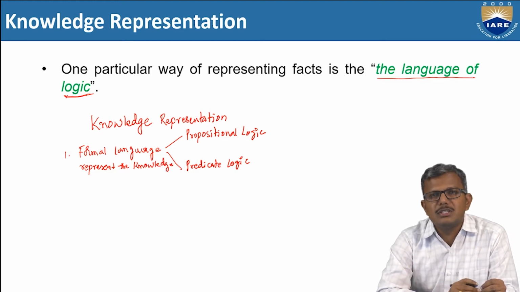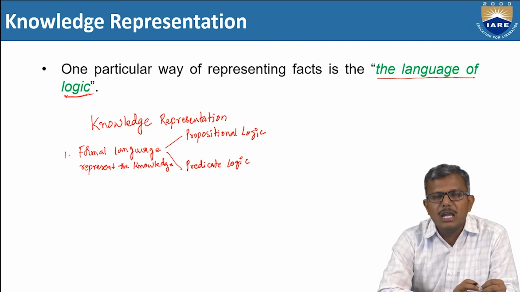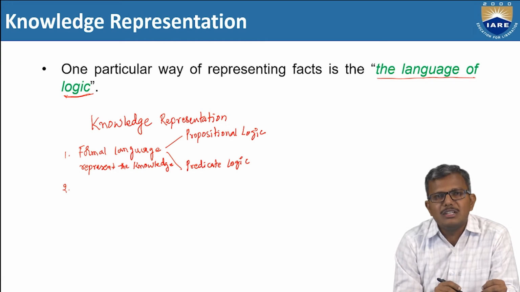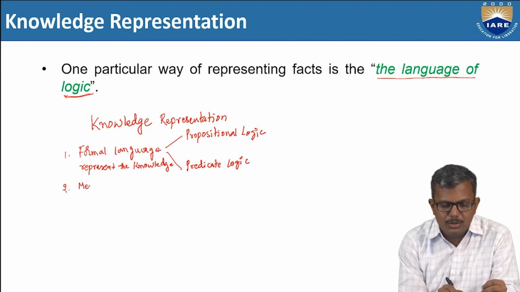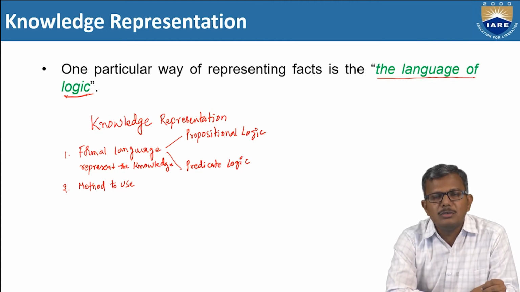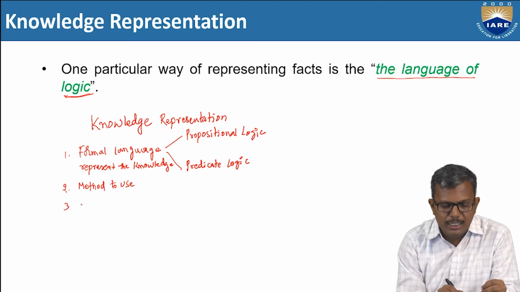Let us consider that by using this formal language, you have represented the knowledge. Until and unless you know how to use it, it is a waste of representing such knowledge. So in the next step, we need to understand what the different methods are that can be applicable in order to use this knowledge. So in the second step, we need to concentrate on a specific thing called method to use the knowledge. And after that, we need to think about some inference mechanisms.